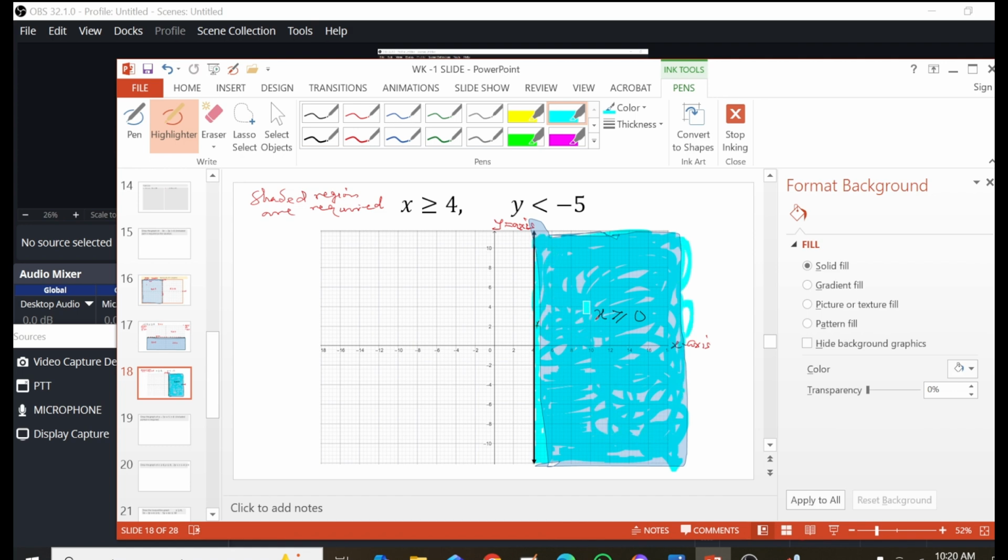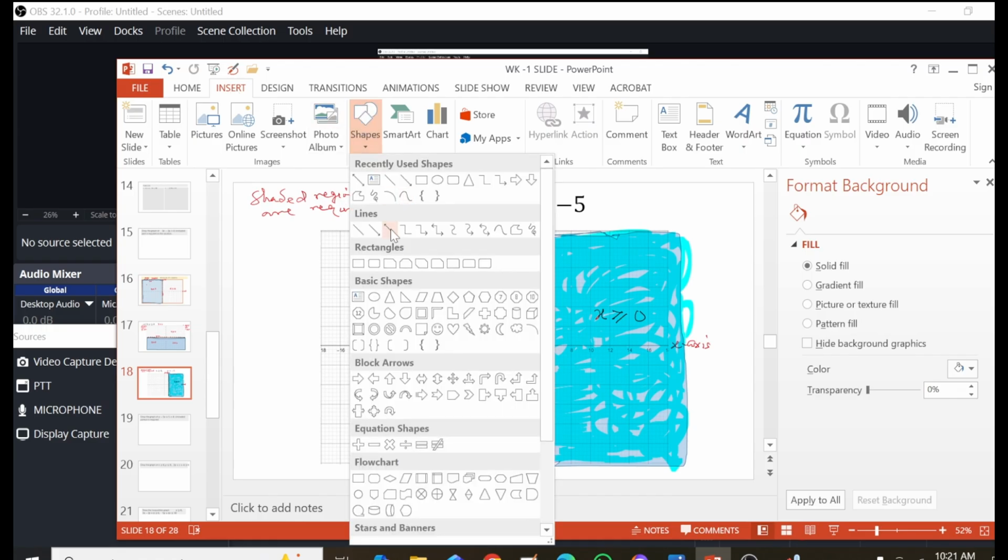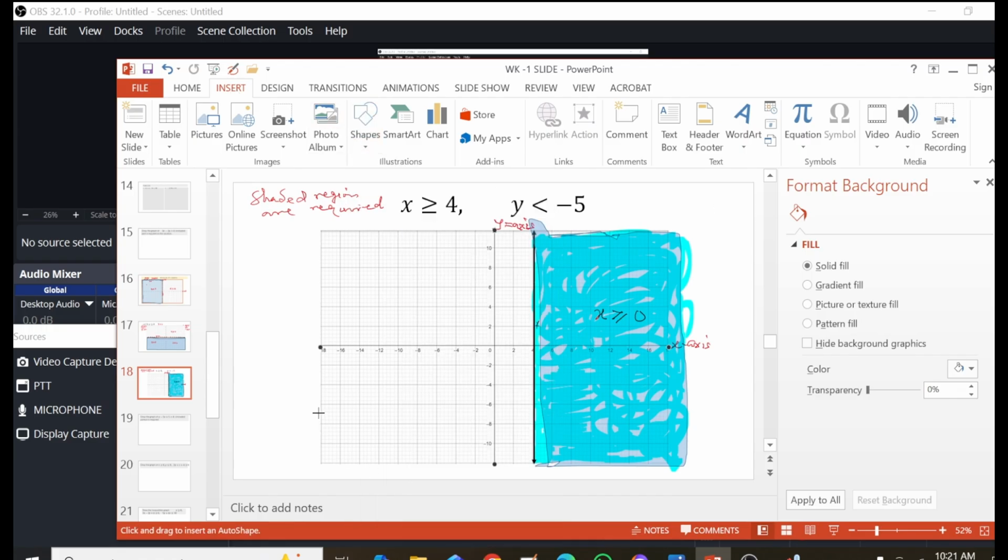Now we can also get the region that is y is less than or equals to minus 5. Which part is less than or equals to minus 5? So what I will do is this. I will pick my line. Let's pick a line, then go to where y is -5, between -4 and -6. So let me put a line in between here.